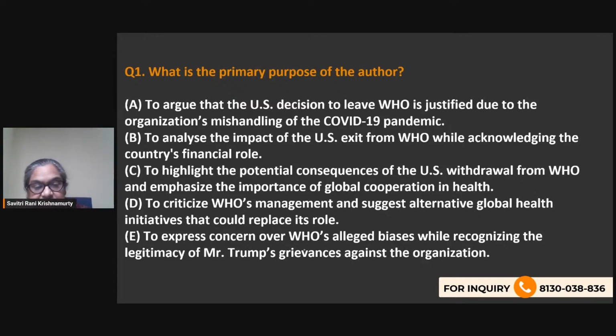Let's start with E. To express concerns about WHO's bias: the author hasn't said that the US has said that the WHO is biased or favoring China, but the author himself has not said yes, the WHO is biased. So this is not correct. To criticize WHO's management, he has not done it. The focus has been US is withdrawing and what will happen if the US withdraws, right? To highlight the potential consequences of US withdrawal and emphasize the importance of global cooperation looks perfect. To analyze the impact of US exit from WHO, acknowledging the country's financial role, it is, but between this and this, he is talking of the importance of cooperation. So B is partially correct, but the main point is there are a lot of consequences and it's important that we cooperate. So C is the correct answer.